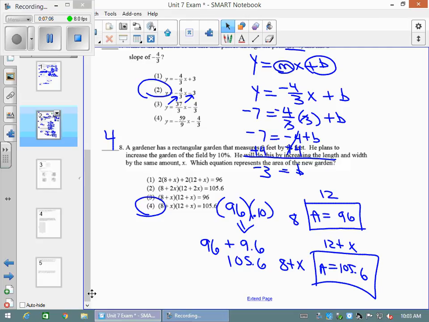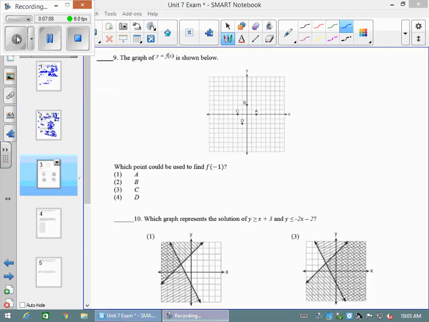Okay, for question 9, they're showing us the graph of y equals f of x, and they're asking which point could be used to find f of negative 1. So what that means is that the x value here is equal to negative 1. So I'm going to go on my x-axis, and over here at negative 1, I see that the point associated with that is D. So point D, choice 4, would be used to find f of negative 1.